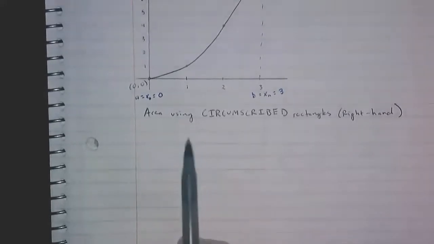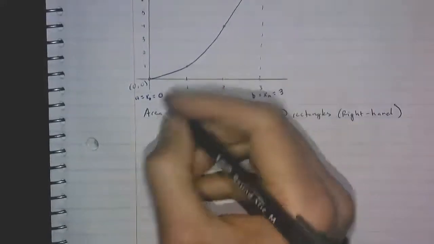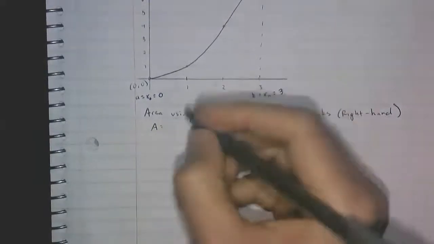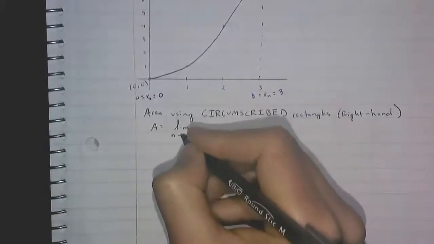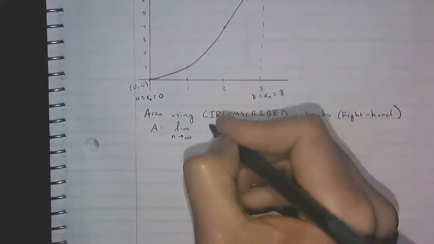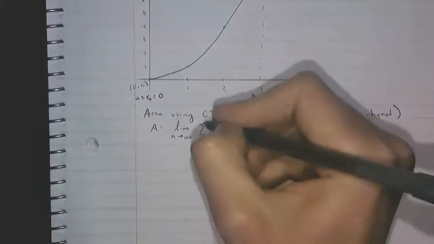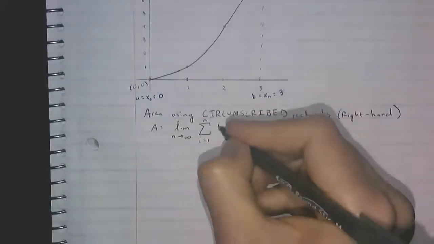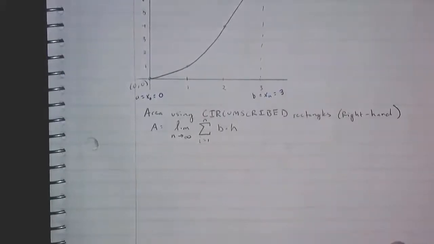So we're going to start this in the exact same way as we did the inscribed, by saying that the area under this curve can be found by taking the limit as n approaches infinity of some Riemann sum of the areas of some rectangles. And just as before, the area of a rectangle has not changed. It is base times height.